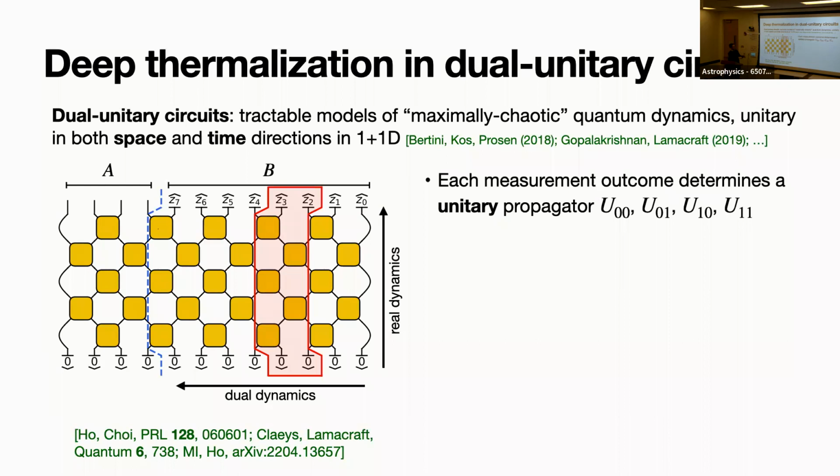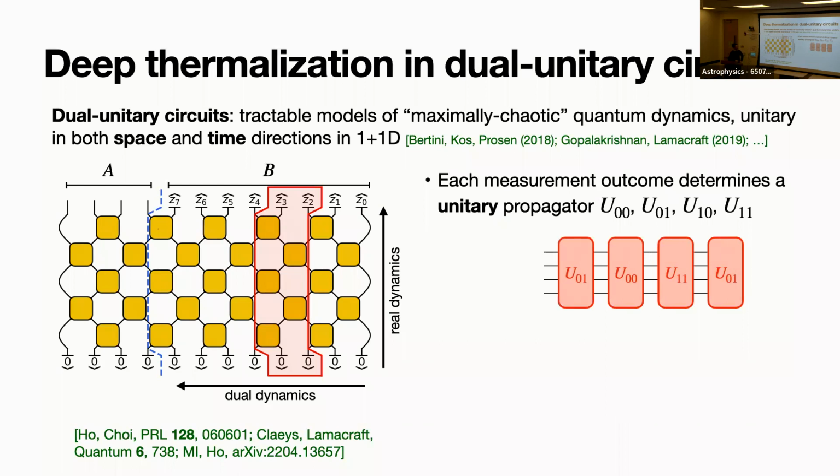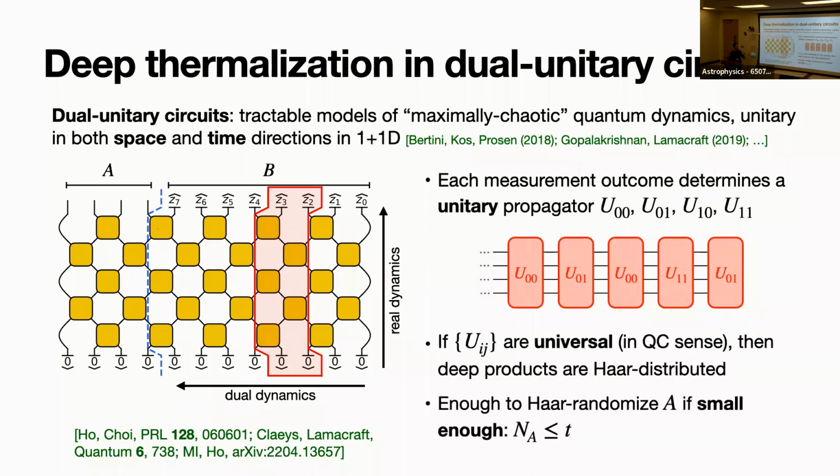So as I try to unpack this diagram, I'm faced with a sequence of these unitaries, which are random and are determined by what measurement outcomes I got as I measure my subsystem B. And as I keep iterating, I get a very deep product of these unitaries. So this could be a very complicated problem in principle, but it turns out that if this set of unitaries is universal for quantum computing, meaning they are sufficiently complex that by stacking them together you can get anywhere you want in the hyperspace, then a random deep product of these matrices will uniformly cover the hyperspace.